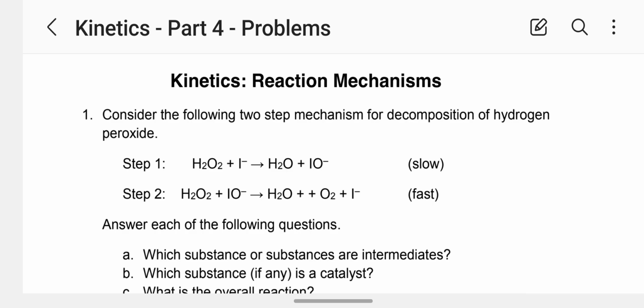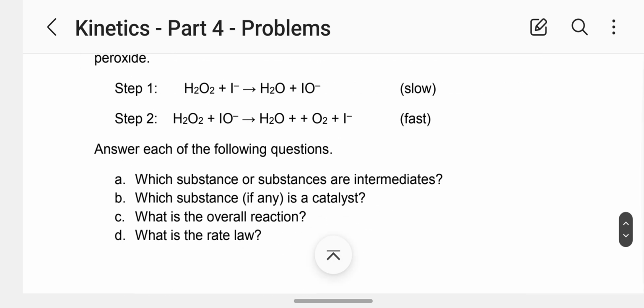So in step 1, iodide reacts with hydrogen peroxide, making hydroxide ion and H2O water. That is a slow step reaction. Then we add the same hydrogen peroxide molecules to the hydroxide ion prepared in the first step in the next step, and then we have H2O water plus oxygen gas plus iodide ion, and that step is a very fast reaction. Then answer each of the following questions according to the above statement.